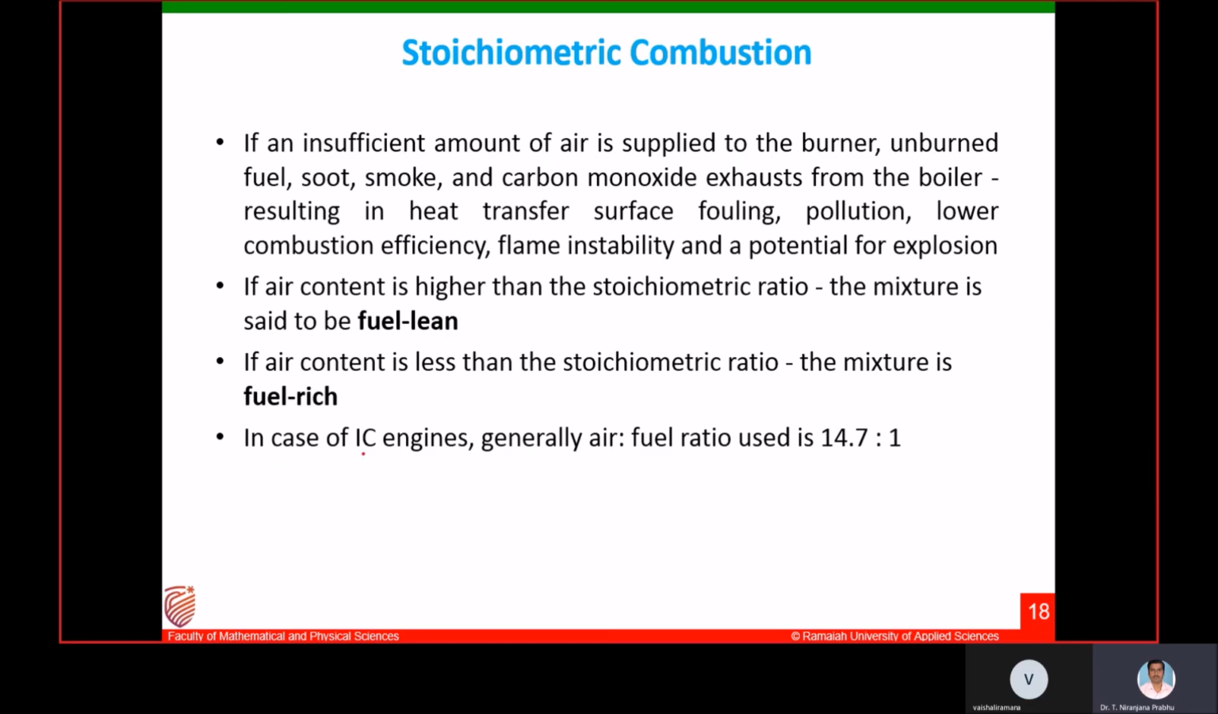In the case of an internal combustion engine, IC engine is internal combustion engine, generally the air to fuel ratio used is 14.7 to 1. That means if the air quantity used is 14.7 kg, 1 kg of fuel is used. In this ratio, the fuel air ratio is used in internal combustion engines.